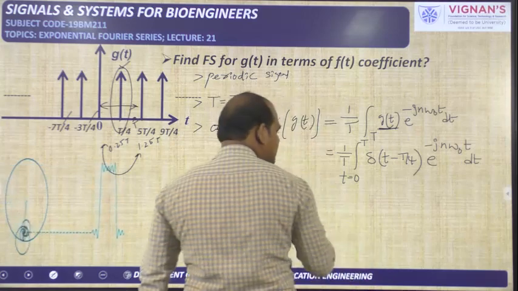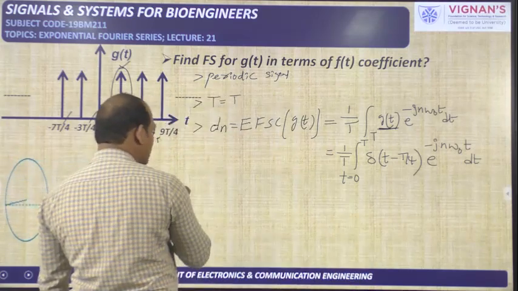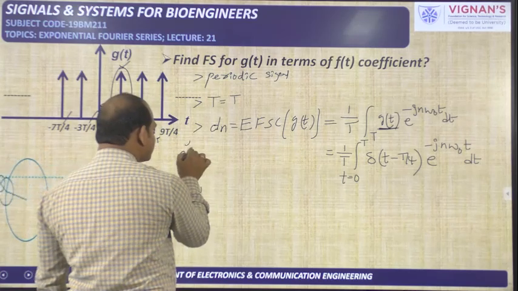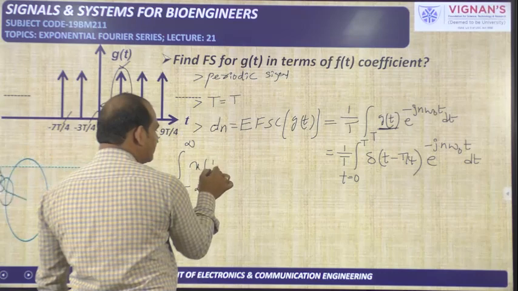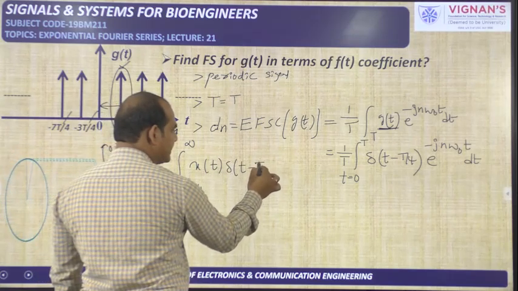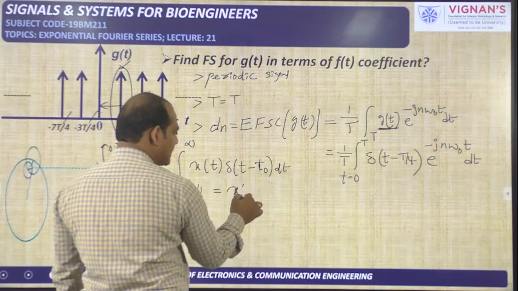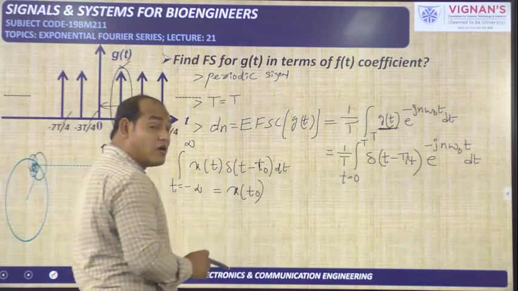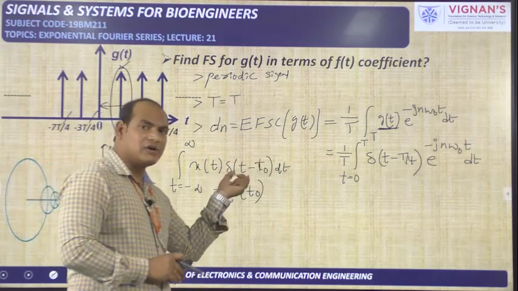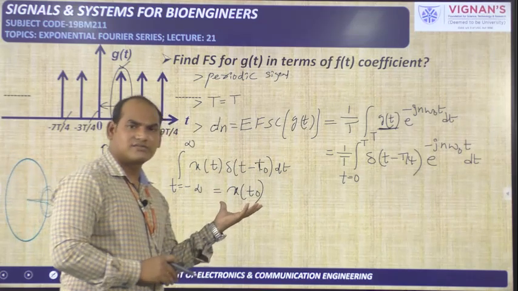So this is similar to the formula we used for the previous problem also. Integral t from minus infinity to plus infinity, x of t delta of t minus, for example, t naught, into dt. So what is the answer for this one? X of t naught. At whatever time instant the impulse is available, at that time instant we need to take the value of the x of t signal. That is the answer for this integral.